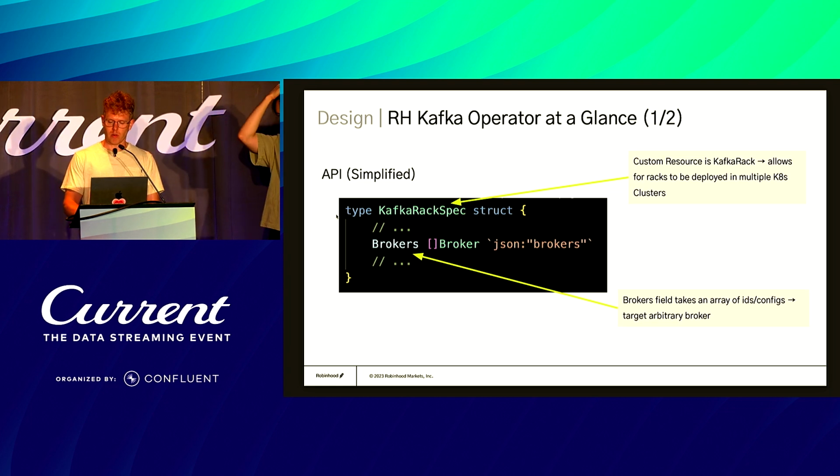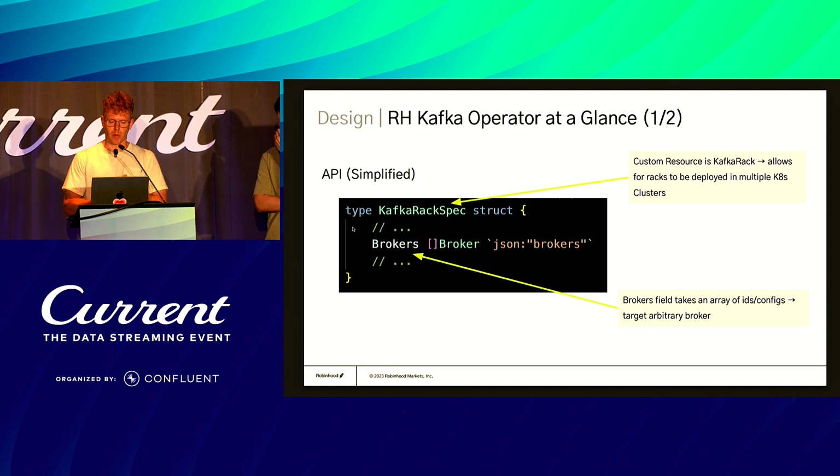As I mentioned before, the custom resource that we define is the Kafka rack. Each cluster is made up of 3 Kafka racks, and these racks are deployed in separate Kubernetes clusters in production. I only show one field in the API here that I think is important, which is this array of brokers, where a broker is essentially an ID and the configuration for that broker.